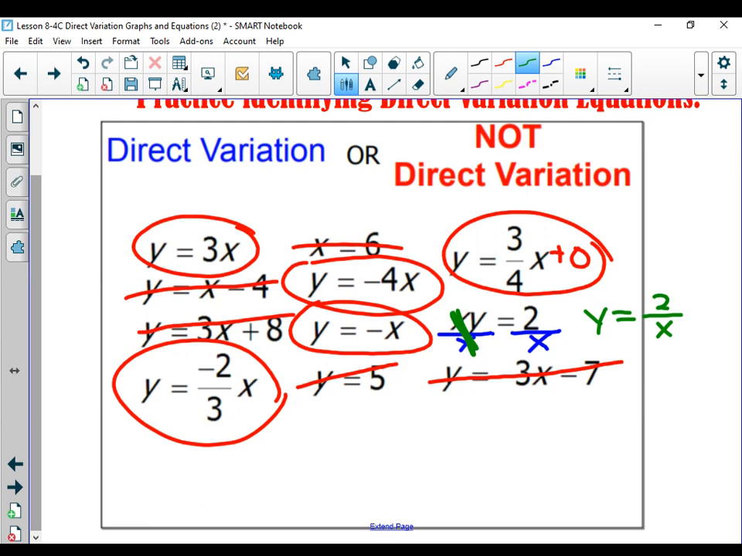Isabel? I'm still a little confused about it. Like, some of them make sense, but why not y equals 5? Because it has to have y equals mx, and it doesn't have the x with it. And this one didn't have a y. And this one, look where the x is. Can you divide by x? It says you're supposed to multiply x. So can I count this one? No.